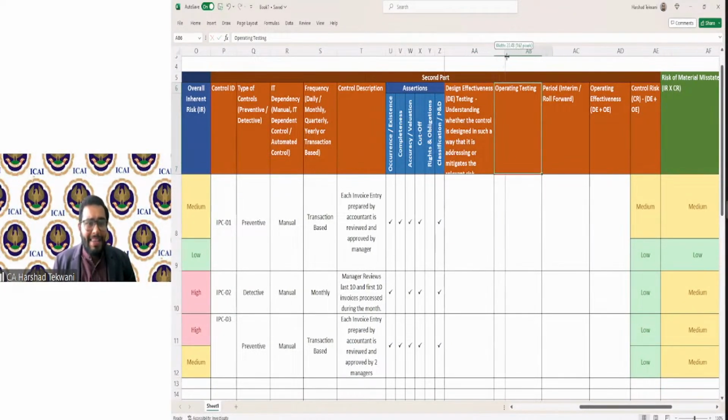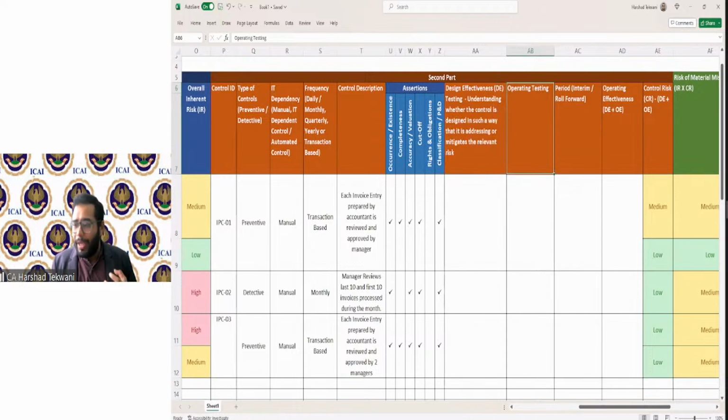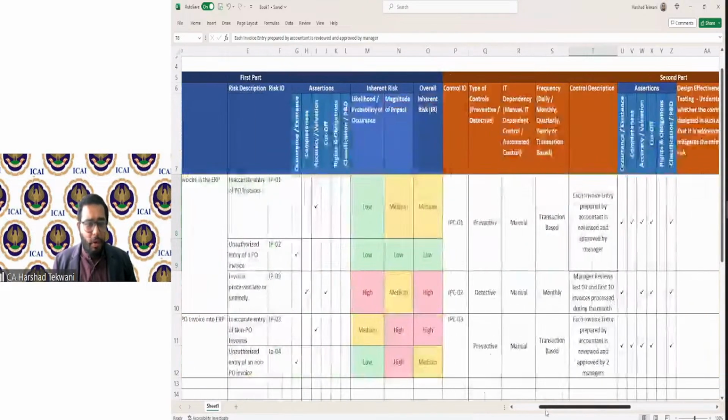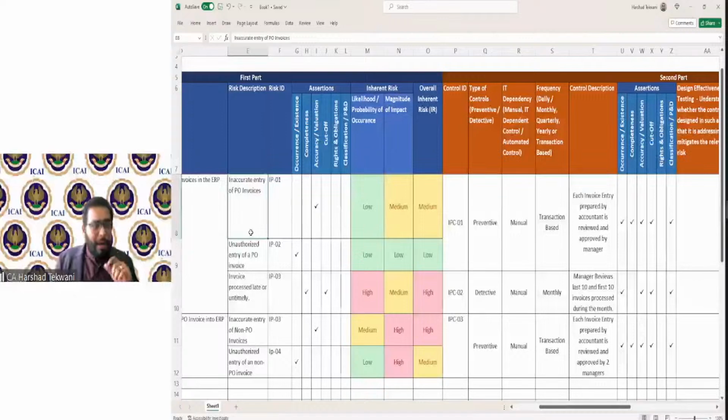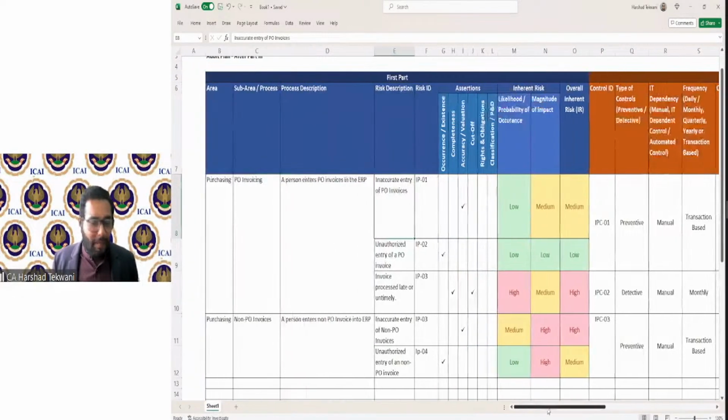Okay, if I can get that understanding, it means I am doing design effectiveness testing. I am understanding whether this particular control is mitigating this risk or not. Let's say, for example, the risk was inaccurate entry of PO invoices. Now, let me take another example.